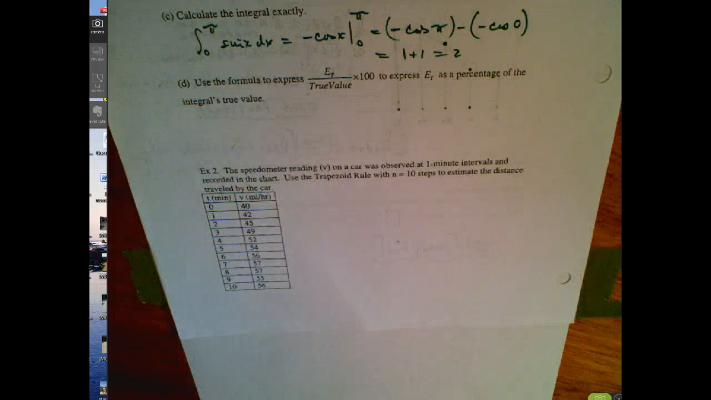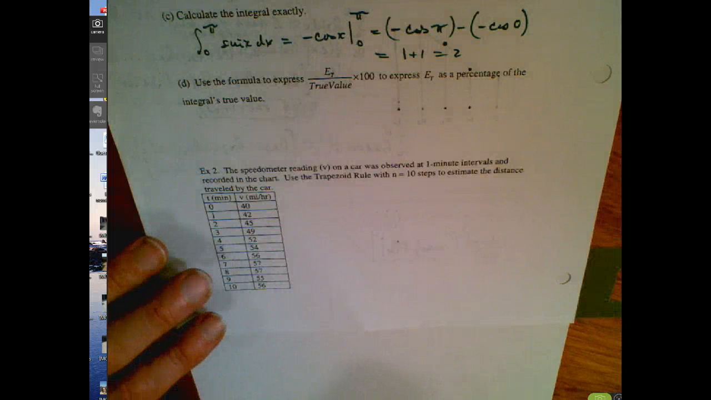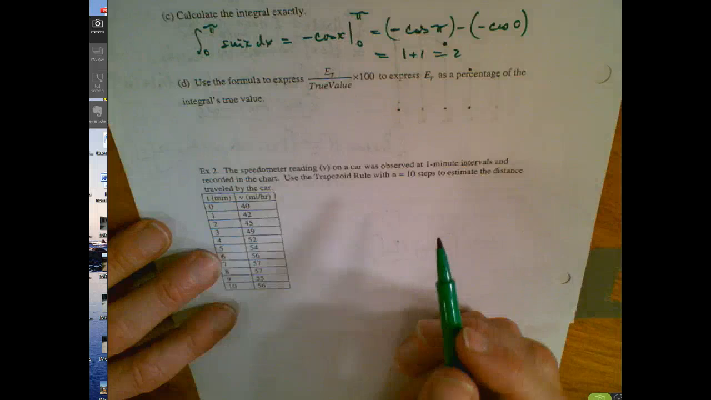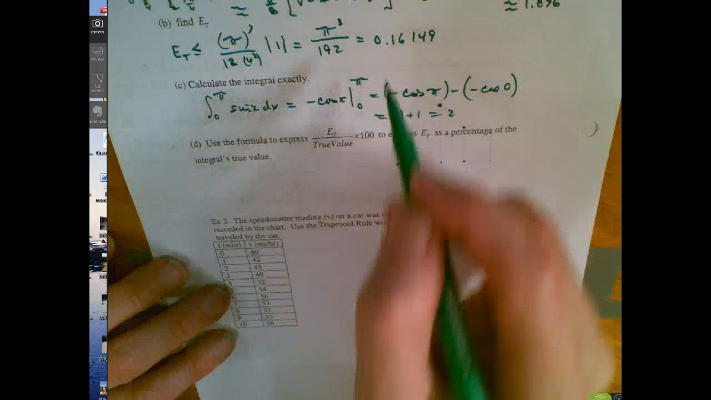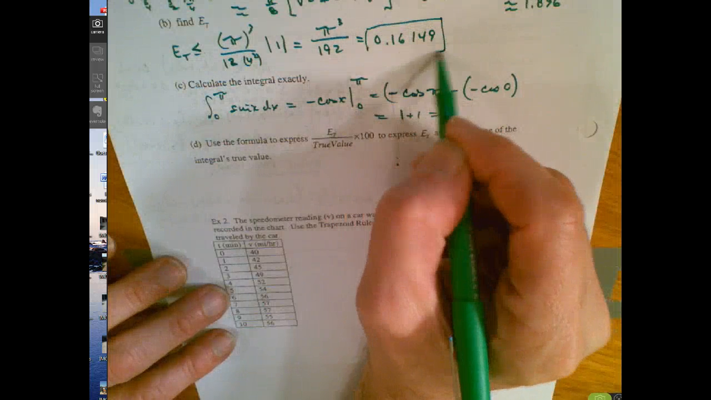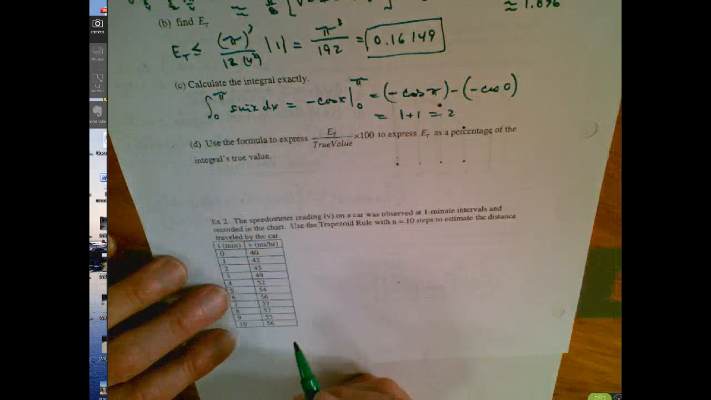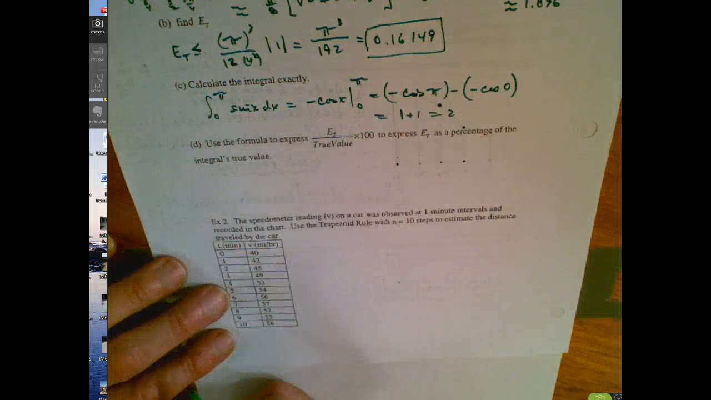Okay, we're going to go ahead and finish up this example here in number 1, part D. We're looking for the error of the function now and express the error as a percentage of the integral's true value. So all we're going to do is examine this initial value we've gotten for the error, and that's one way or the other the true answer could be.